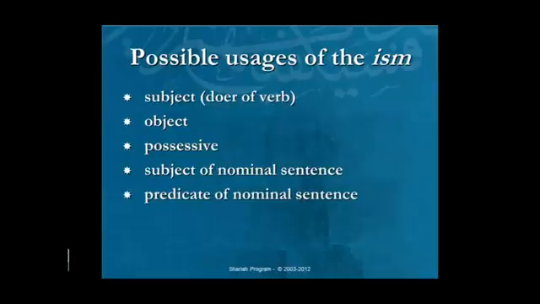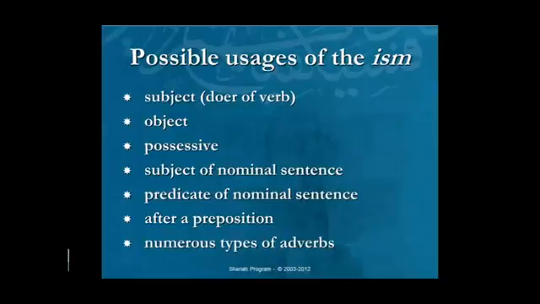So the subject of a nominal sentence is called mubtada, and the predicate of a nominal sentence is called khabar. And coming after a preposition will be a further usage, and we call that majroor. Just simply majroor, coming after a preposition, and these terms will be listed in the upcoming slides. Okay, so now we're already much more than we started with. We started off with 3, and now we have 6. And then there are numerous types of adverbs, and again this will be developed further.